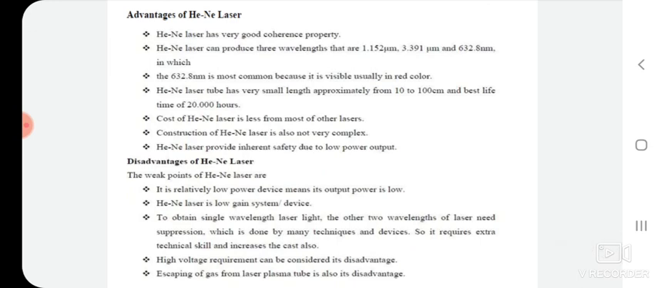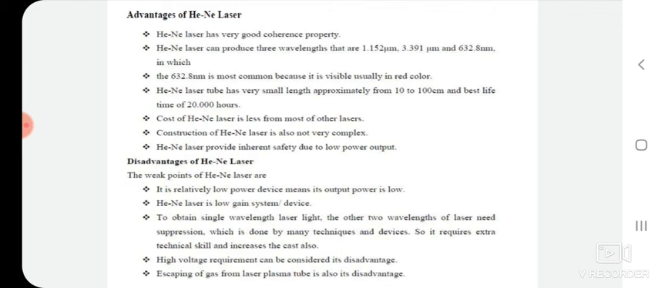Advantages: He-Ne laser has very good coherence property. It produces 3 wavelengths, that is 1.153 micrometer, 3.392 micrometer and 632.8 nanometer, in which the 632.8 nanometer is most common because it is visible, usually in red color.